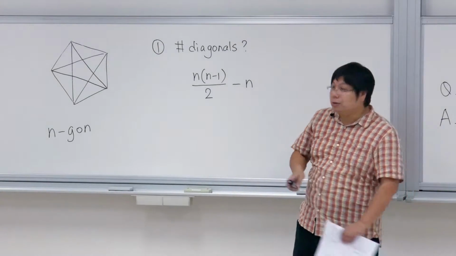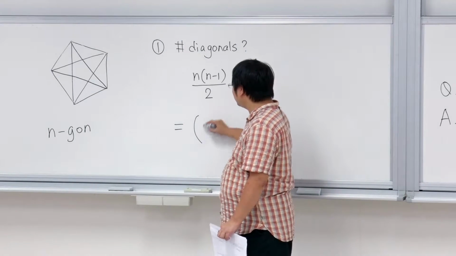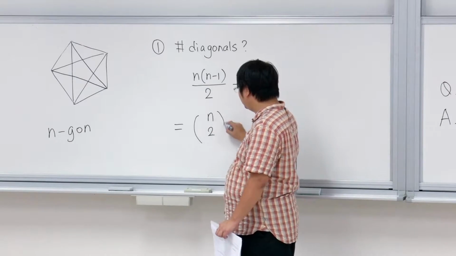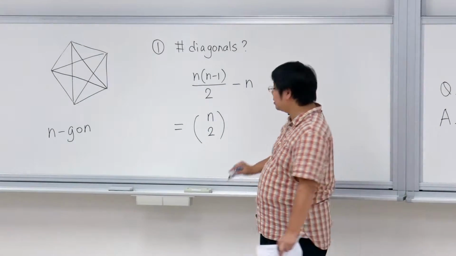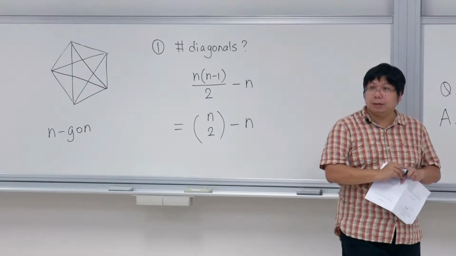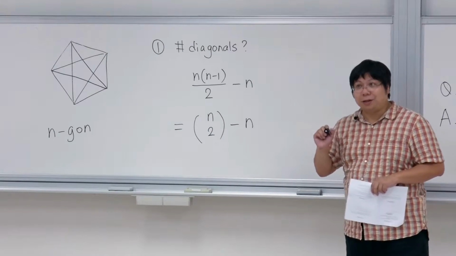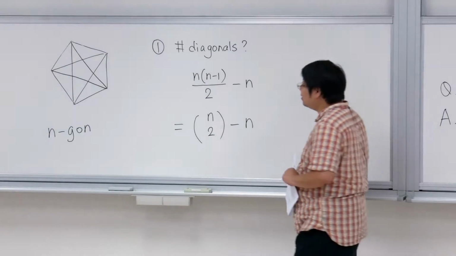Is that okay? So the total number of edges is n choose 2. These are the total number of edges. And then you want to minus n because this represents the diagonals. Is that okay? Okay, good. So this is the first question. Now the second one.